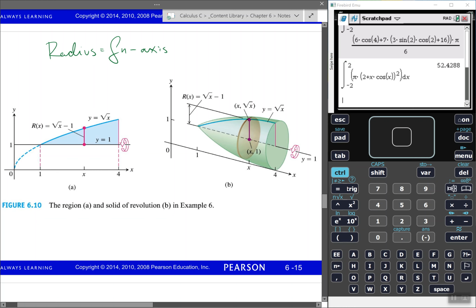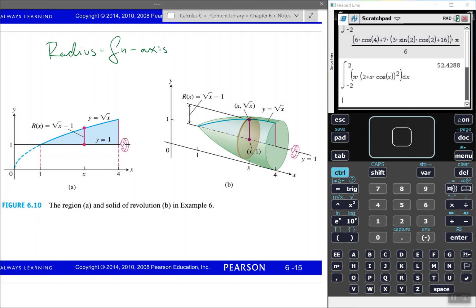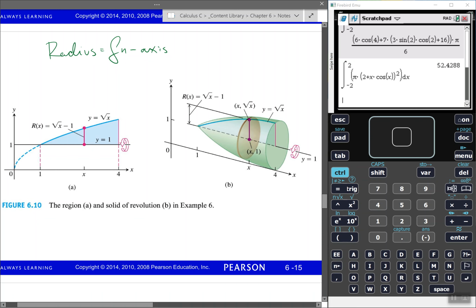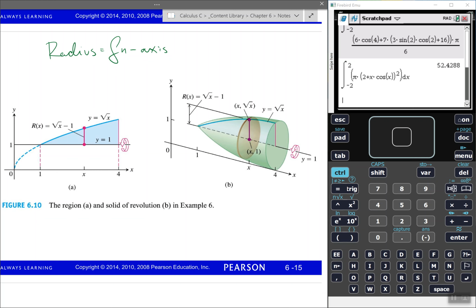When we're rotating on one of the axes, x or y, those values are y equals 0 or x equals 0, so we don't really have to do this because it's trivial: function minus 0. But anytime we have a different axis of rotation, all we do is take the function and subtract the axis of rotation. The axis could be negative, so if they told us the axis of rotation was -1, it would be square root of x minus -1. So we'd actually end up with much more area there to rotate. All we do is take the function and subtract whatever the axis is.